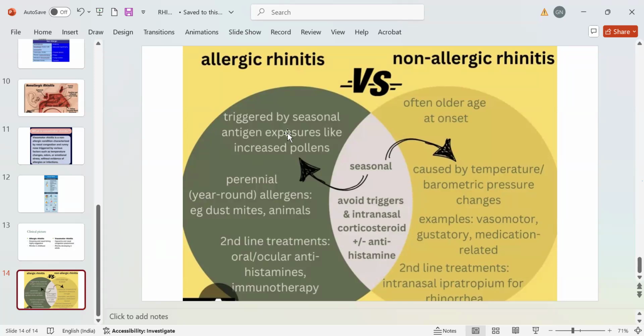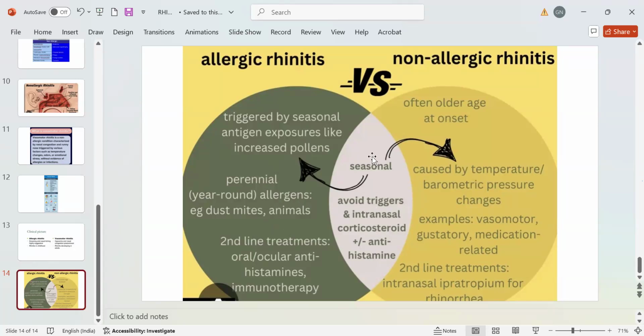Allergic rhinitis is triggered by seasonal antigen exposure like increased pollen, and this is in case of children. Non-allergic is in old age, caused by temperature, barometric pressure changes.